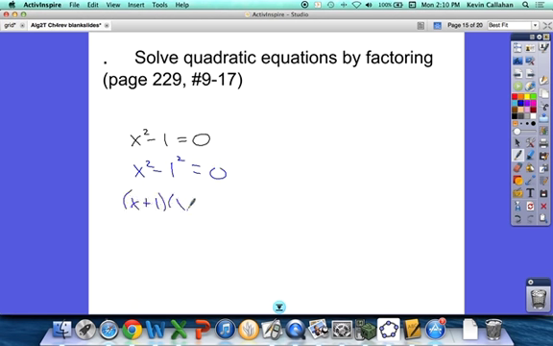X plus 1 times x minus 1 equals 0. And the answers are x equals negative 1, positive 1. Okay, what's your next one?